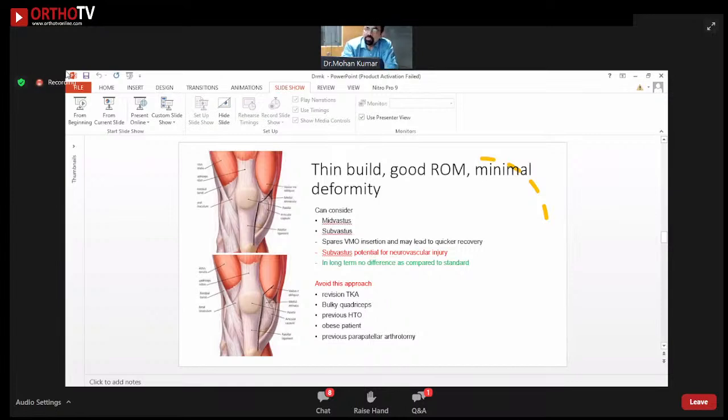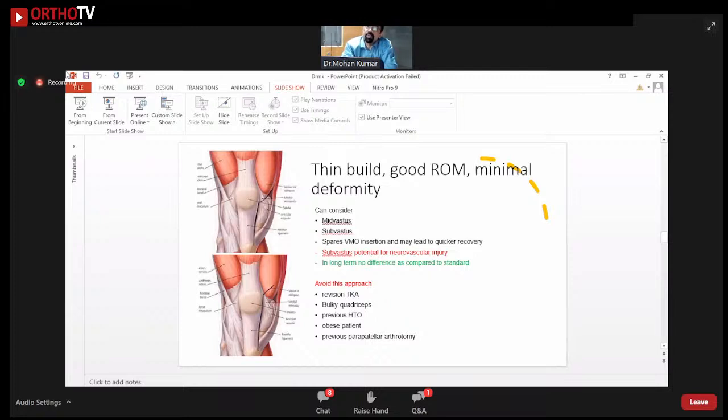For the indications for the subvastus and midvastus approach: in the midvastus approach, you are splitting the vastus medialis muscle and going through it. And in the subvastus approach, you raise it from the medial intermuscular septum, so that you don't disturb the insertion of the vastus medialis. That is the greatest advantage of this approach. But you cannot do it for every case. There are certain indications for doing this.